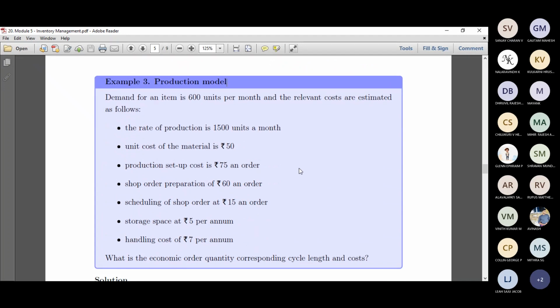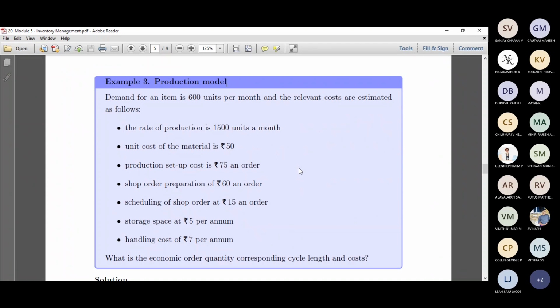So the demand for an item is 600 units per month, right? So an item is demanded of 600 quantities per month. Remember, this is not yearly; it is per month. The relevant costs are estimated as follows, like the cost associated with that. So the rate of production, which is capital P, is 1,500 units a month, right? So you can take a look at this. The production is pretty much heavier when compared to the items demanded.